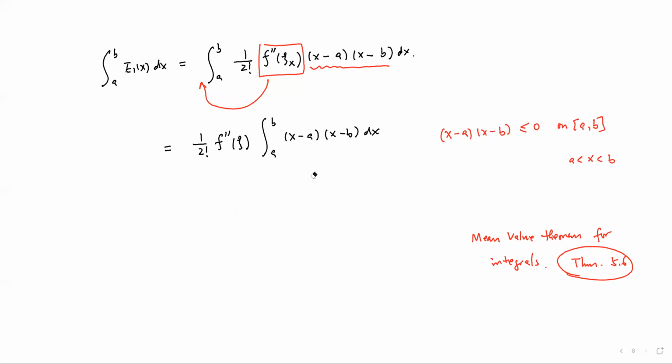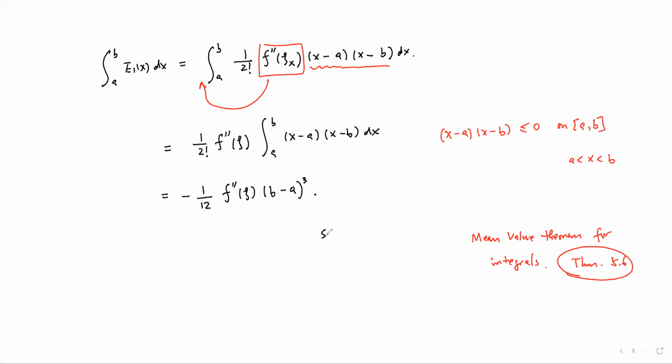This integral is computable. Compute this integral, we get negative, because this function is less than or equal to 0. So negative 1 over 12, the second derivative evaluated at psi, then (b minus a) cubed. This is the error term for the trapezoid rule.